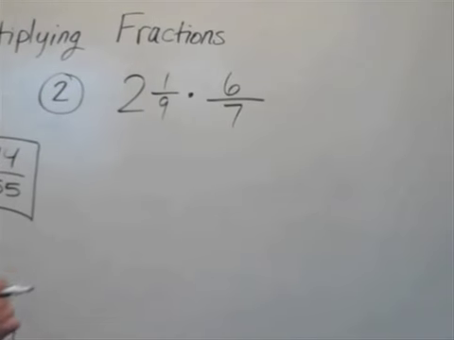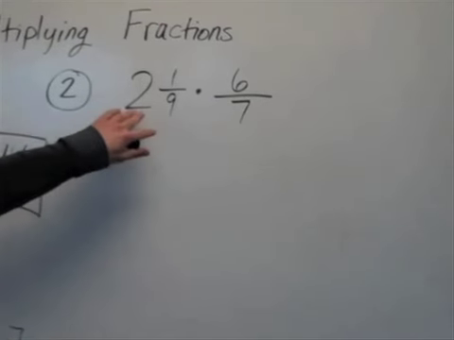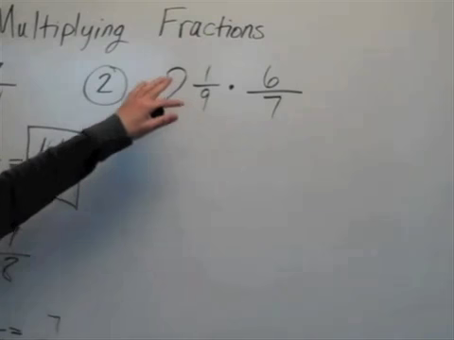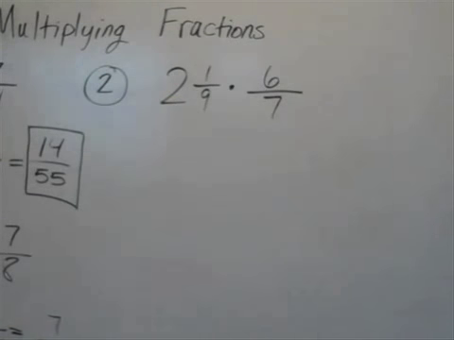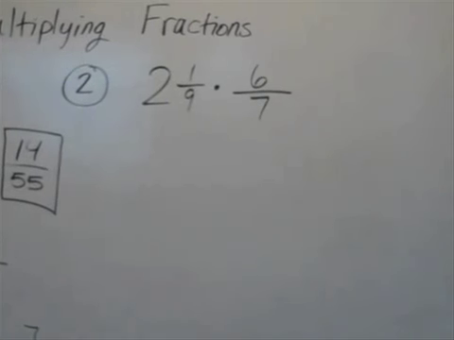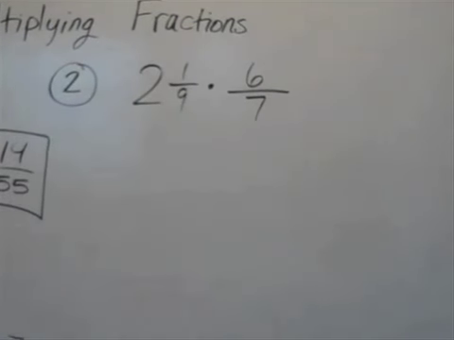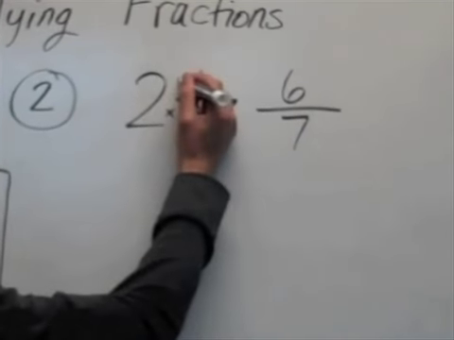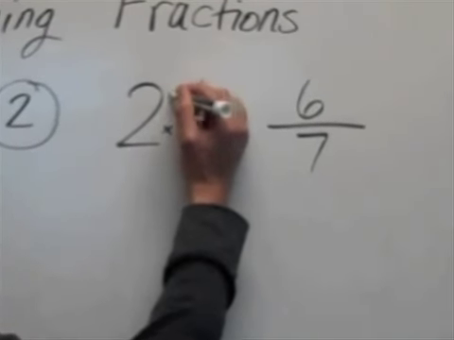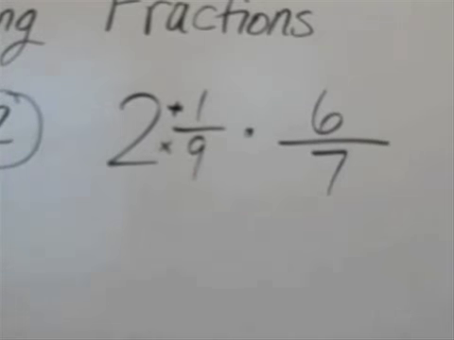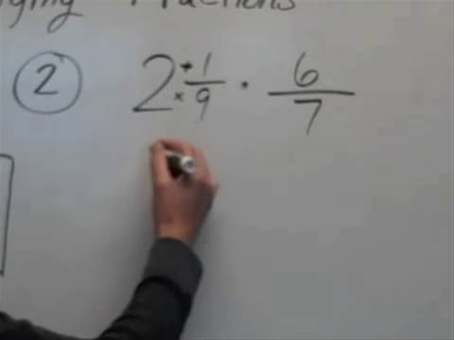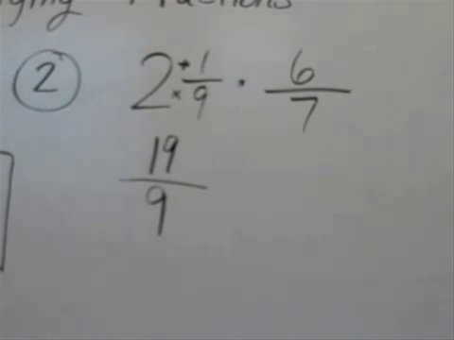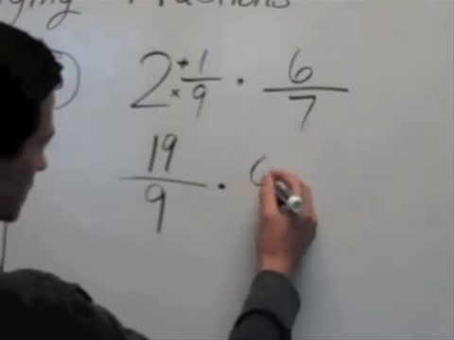In order to multiply fractions, they need to not be in the whole number form, or a mixed fraction. So what we need to do is make this an improper fraction, where the numerator is larger than the denominator. So we need to convert this. We take this 9 and multiply it by 2, and then add the numerator. So 2 times 9 is 18, and then we add 1, so that gives us 19, and that's over 9. Keep the same original denominator, and we just copy down the second fraction, which is 6 over 7.